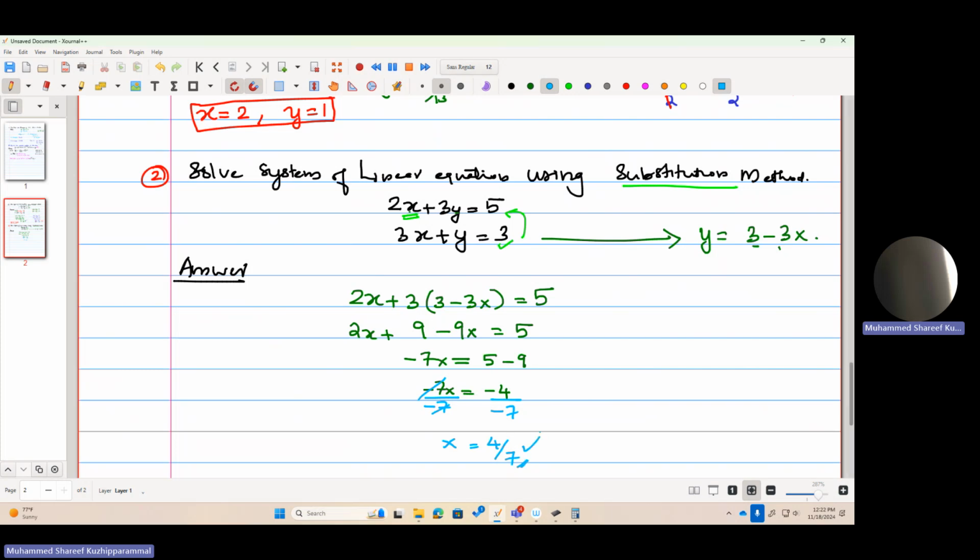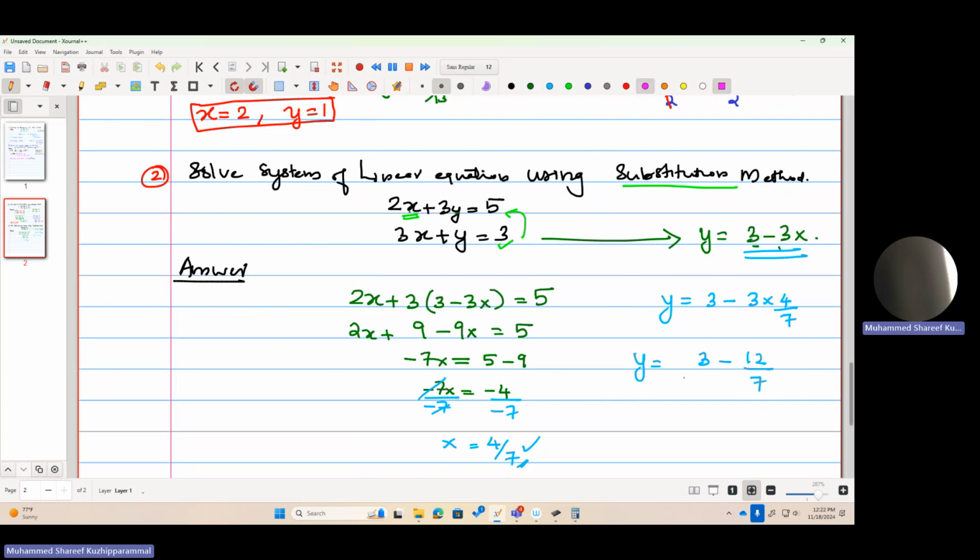Now from this I need the y value. To get the y value, substitute this x value here. So y is equal to 3 minus 3 times 4 by 7. So y is equal to 3 minus 12 by 7.